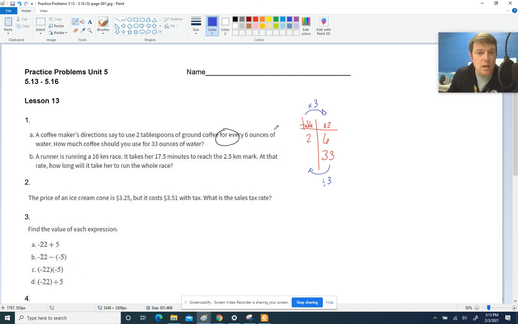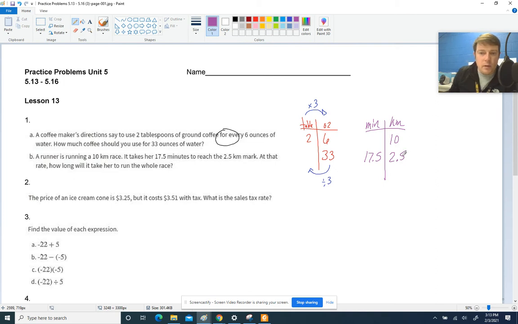Part B. A runner is running. Let's go to this one, part B. I'll work it right here. We got a runner running in a 10-kilometer race. All right, so we got minutes is one of our units, and kilometers is the other. It's a 10K, and we know that it took them 17 and a half to do 2.5. So we're trying to find out what it is for 10.